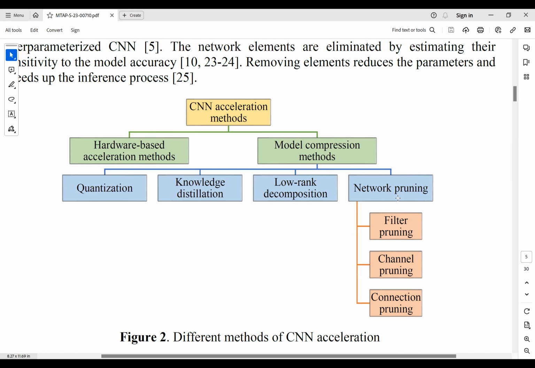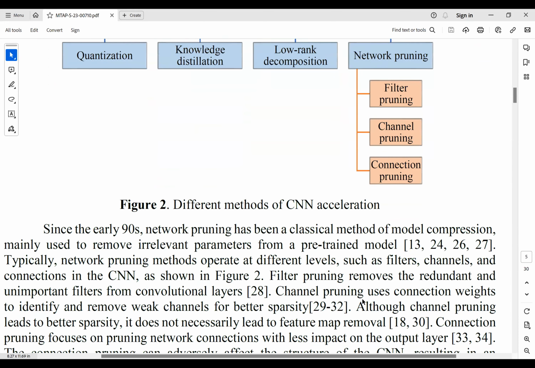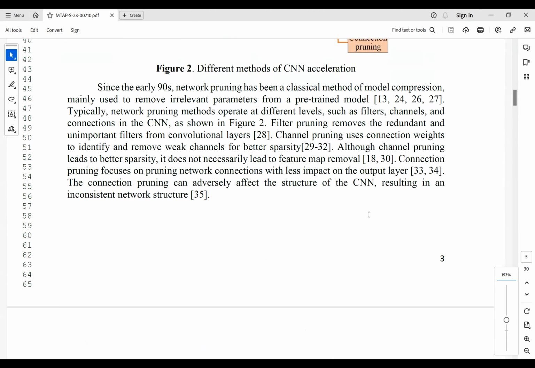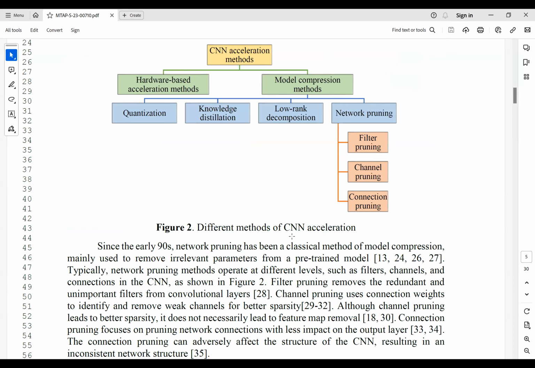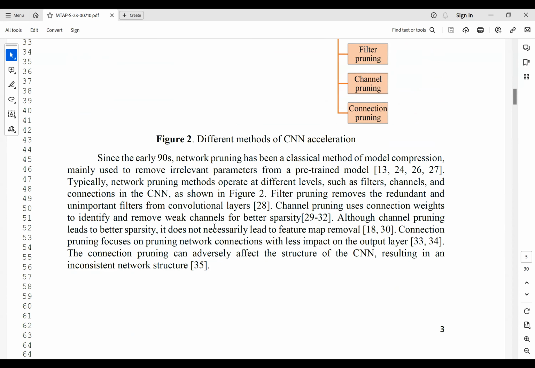So in your syllabus, one topic included is pruning. Pruning is one of the model compression methods, and there are different kinds of pruning methods: filter pruning, channel pruning, and connection pruning. Though we have three kinds of pruning methods, I'll show you that filter pruning is further classified into different methods. Filter pruning.